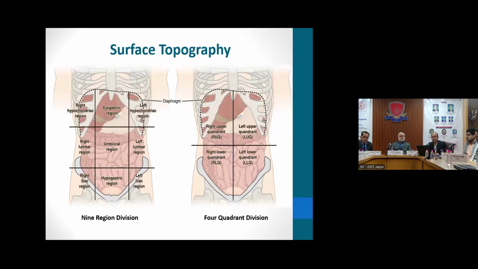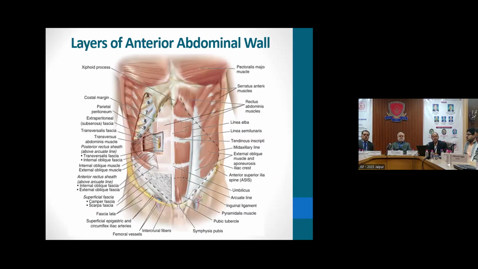To study the abdomen, we usually divide it into 9 regions we are well versed with, and practically we divide it into 4 quadrants for the examination purpose. This is just to give you an overview of how complex an anterior abdominal wall is. So many muscles, structures, nerves, vessels are there, which we'll be talking about.